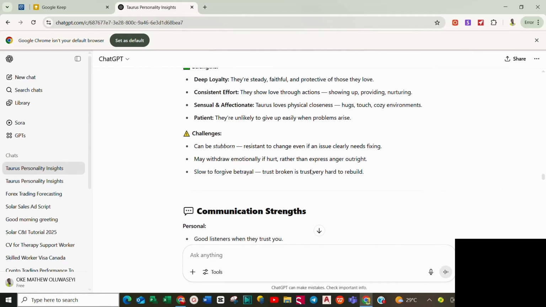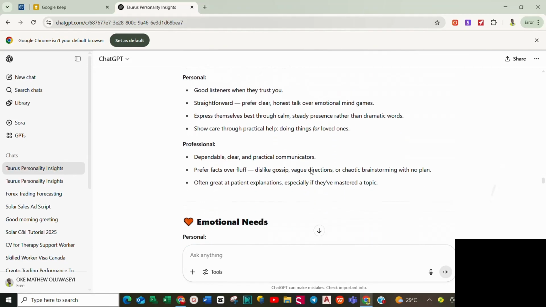And their challenges, they can be stubborn, with resistance to change, even if the issue clearly needs fixing. They may withdraw emotionally if hurt, rather than expressing anger outright. Instead of expressing anger outrightly, they will just withdraw in a way. They are slow to forgive betrayers. If you betray them, before they can forgive you, it takes time. It's not that they don't forgive, but it takes time. So the prompt will show you a shocking personality of yourself and people.